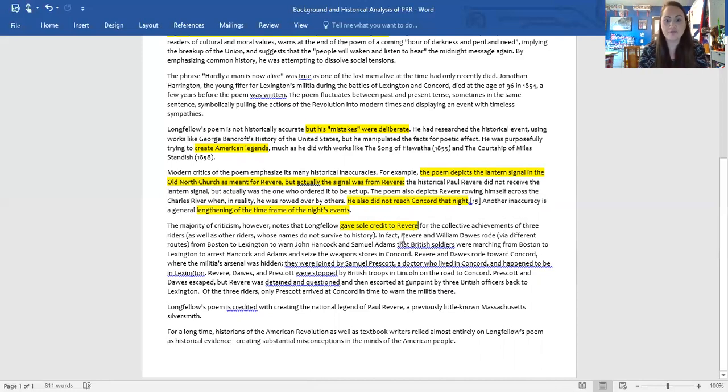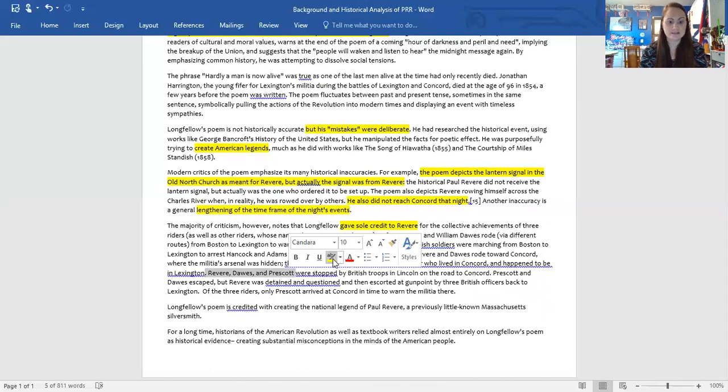In fact, Revere and William Dawes rode via different routes from Boston to Lexington to warn John Hancock and Samuel Adams that the British soldiers were marching from Boston to Lexington to arrest Hancock and Adams and seize the weapons stores in Concord. Revere and Dawes rode toward Concord, where the militia's arsenal was hidden. They were joined by Samuel Prescott, a doctor who lived in Concord and happened to be in Lexington. So the 3 riders were Revere, Dawes, and Prescott.